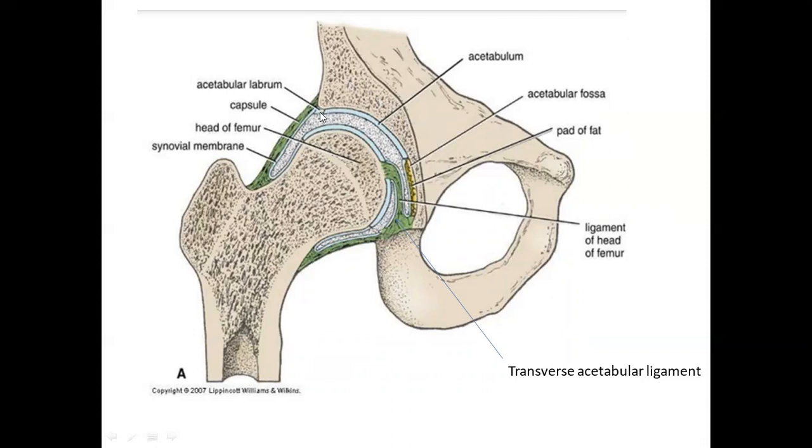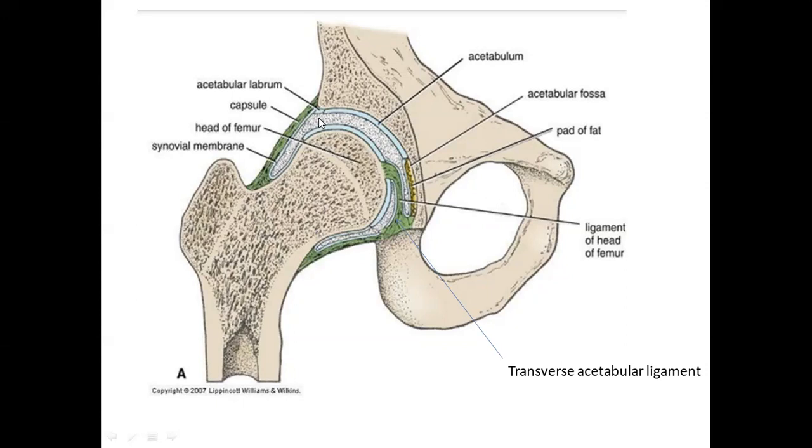Okay, this portion is the acetabular labrum, attached just at the margin, right. This is the ligament of the head of femur. Here we have the transverse acetabular ligament. Okay. Now this whole reflection is the synovial membrane. So when we see the synovial membrane, it covers the inner surface of the whole of this fibrous capsule. Here and here you can see it lines the inner surface of the capsule.